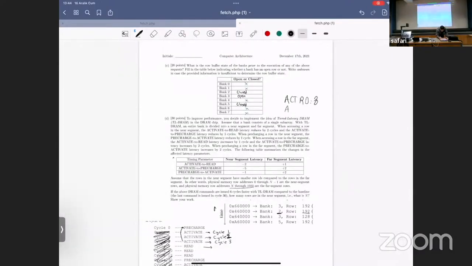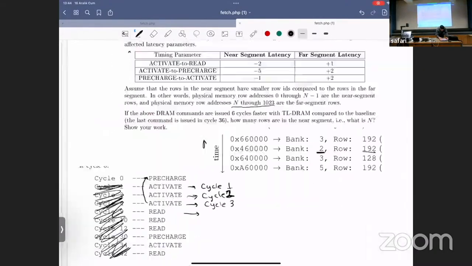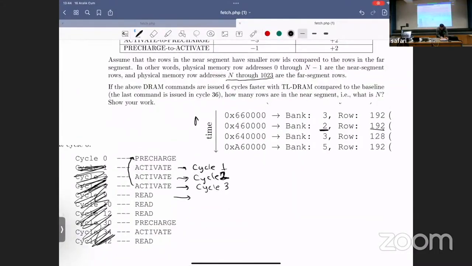Activate to pre-charge is 26. And pre-charge to activate by default is 4. So it was 8 before. Now, since it's in the near segment, it is 6 cycles. And 1 plus 6 is 7. So this was executed in cycle 7.